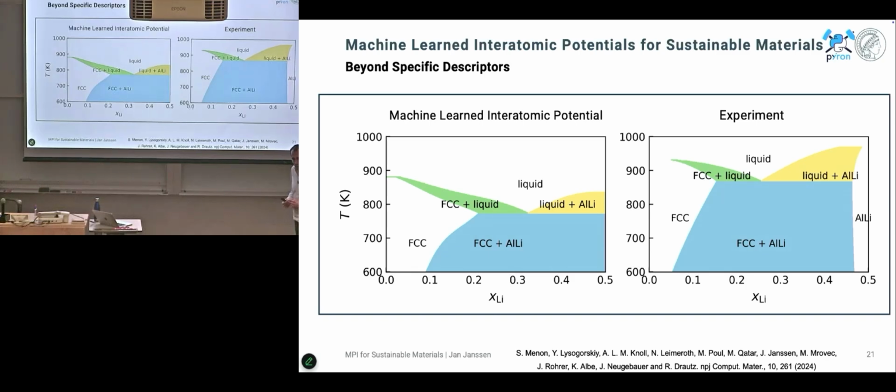This is fascinating. I didn't know this. How do you think about the error from the thermodynamic integration and the other steps involved in going from your machine learned potential to the phase diagram?